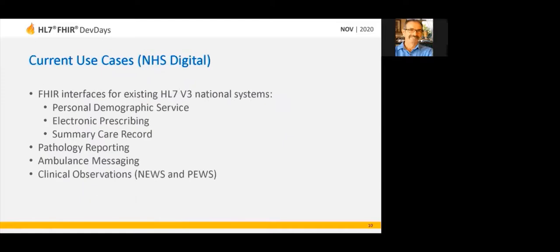Current use cases, these are NHS Digital ones. FHIR interfaces for existing HL7v3 national systems. We're creating an interface for our Personal Demographics Service, for our electronic prescribing, and for the English Summary Care Record. We're also doing some pathology reporting, messaging, ambulance messaging, and some clinical observation work. This is more about early warning scores for adults and children.